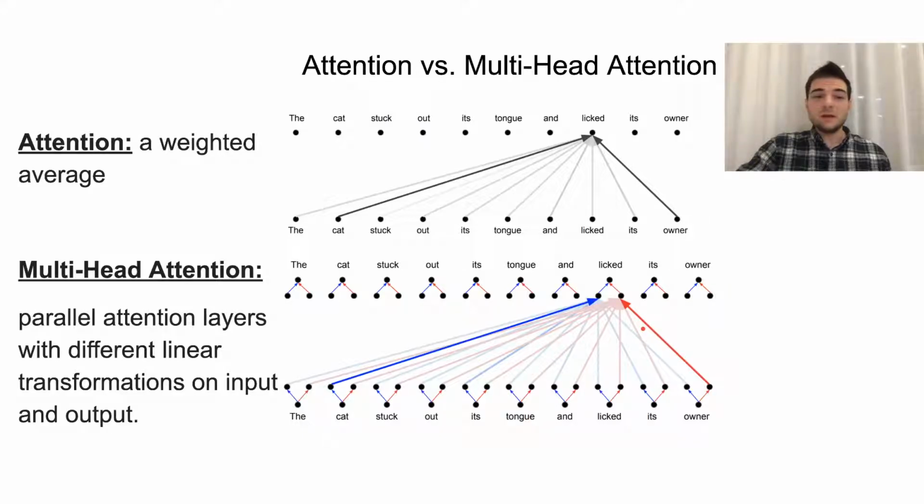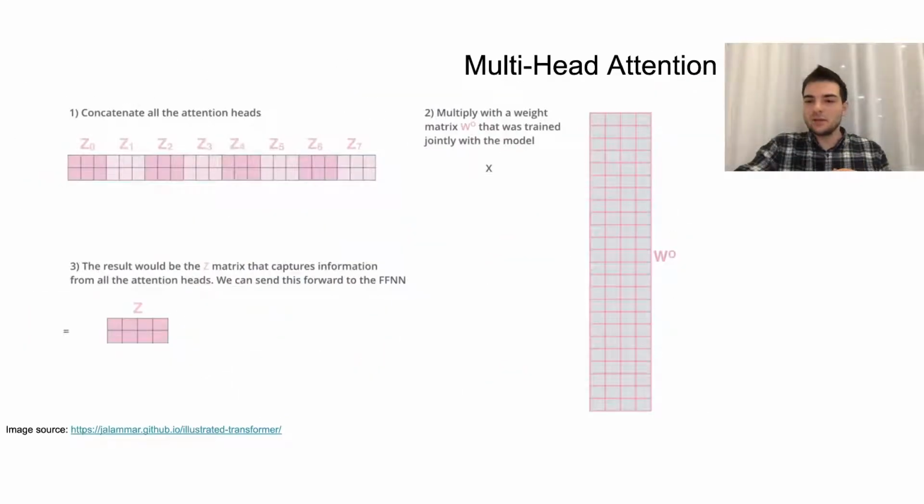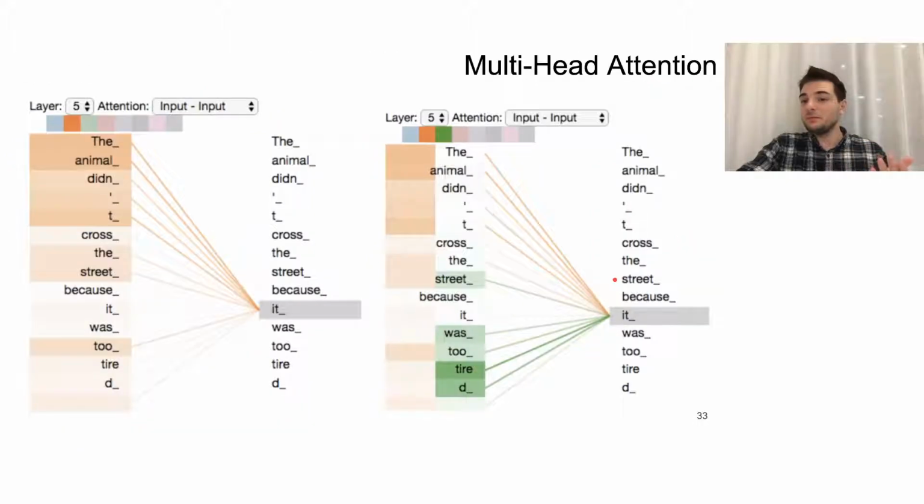So here is the main difference. Attention is just a weighted average, and multi-head attention is actually a weighted average of weighted averages, if it can be said this way. So we use different weights, which actually represent different ways of connecting the words, and then we average all the results in the end by multiplication by this huge matrix.